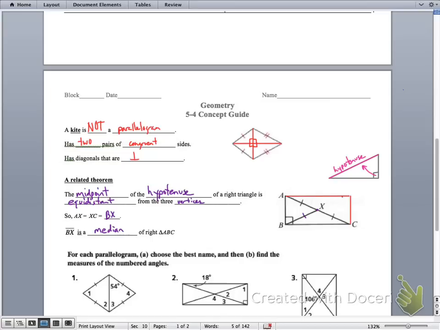One right triangle is half of a rectangle. So BX is really just half of a diagonal when it's cut across there. All right, so AX equals XC equals BX. And the key thing here, the thing you have to know, is that you end up with all those congruent segments when you have half of a rectangle or a right triangle with a median drawn. Okay?